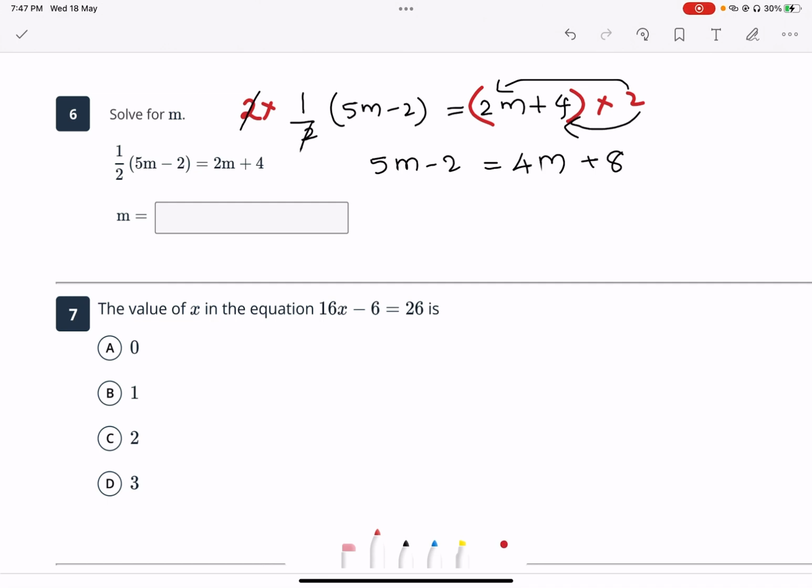Now change the sides, please. So this goes here, and negative 2 goes to the right side. 5m minus 4m equals 8 plus 2. So m equals 10. Answer is 10.